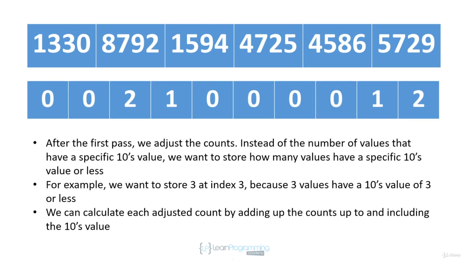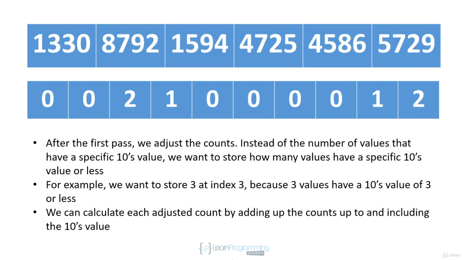The way that we figure out these ranges is, after we've done our first counting pass and we've ended up with our usual counting array, we adjust the counts. Instead of just keeping the number of values that have a specific tens digit, we want to store how many values have a specific tens digit or less. For example, at index 3 in the counting array, which currently contains the number of values that have a 3 in the tens position, instead we want to know how many values have 3 or less in the tens position.